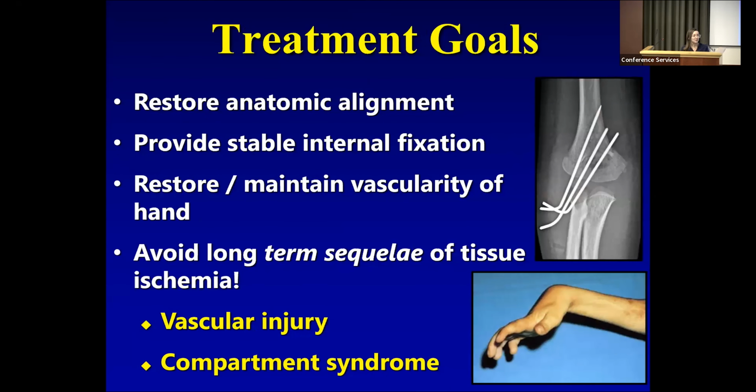Our treatment goals are to get the bone aligned, so that's pretty easy. We want to get it stable, so typically these are operative injuries where we are placing pins to hold the bone while they heal. And then obviously we want to maintain the vascularity of the hand, so the key is always that the hand is well perfused. And we don't want any long-term consequence or sequelae of any type of tissue ischemia from lack of blood flow to the forearm so that the patient has loss of function or contractures like you can see in this picture, which would be something called a Volkmann's ischemic contracture, either after an ischemic injury from no blood supply or from a compartment syndrome that can develop after these injuries as well.